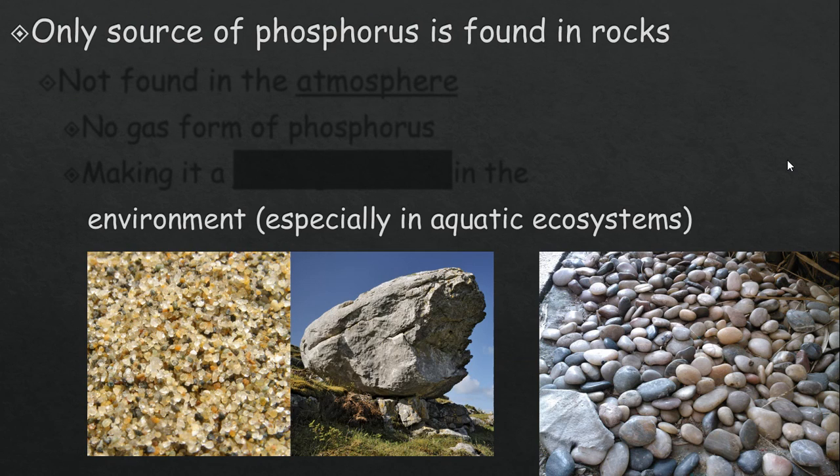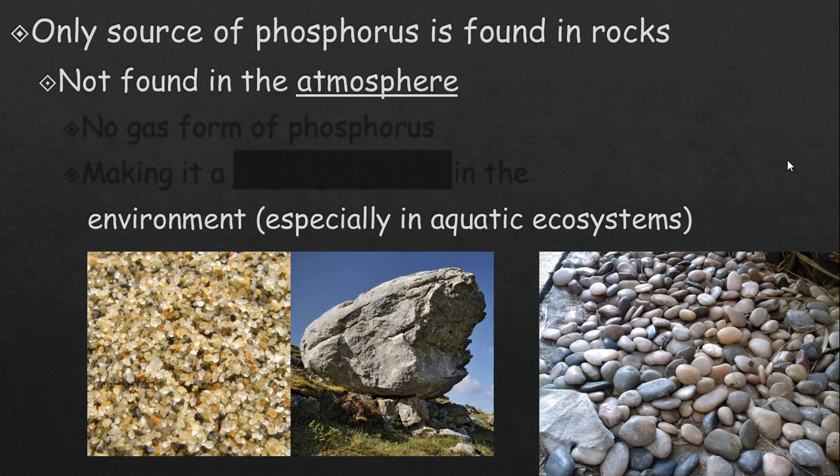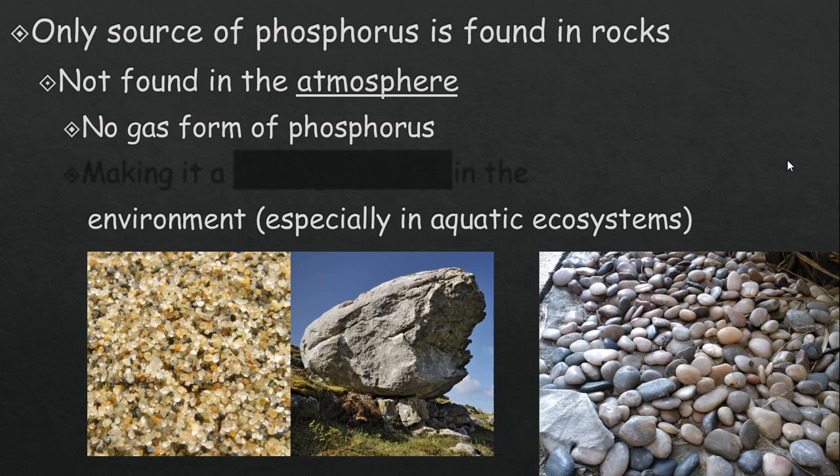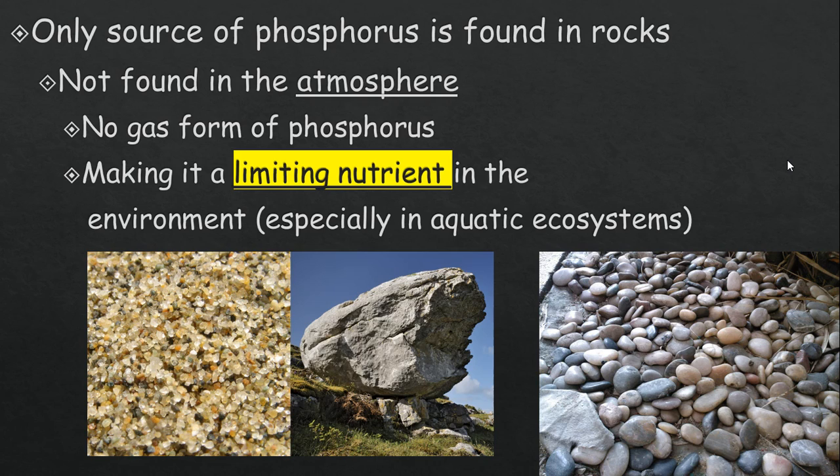However, the only source of phosphorus is found in rocks. It is not found in the atmosphere. There is no gas form or vapor form of phosphorus. The only source is found in rocks. Because of that, it is considered to be a major limiting nutrient in the environment, especially in aquatic ecosystems, such as lakes or rivers or even oceans. Because again, the only source is found in rocks.